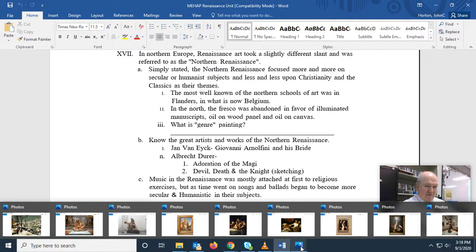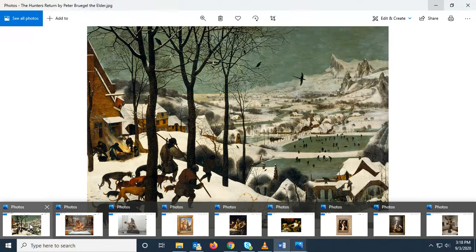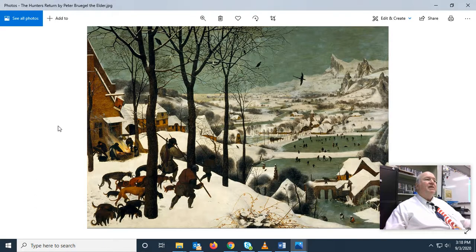Well, now they're back. They're not what I want. That depicts a scene from everyday life, like this one. This is called The Hunter's Return by Peter Bruegel the Elder, and it is part of the Northern Renaissance.